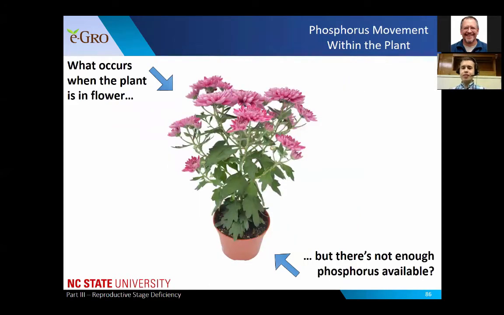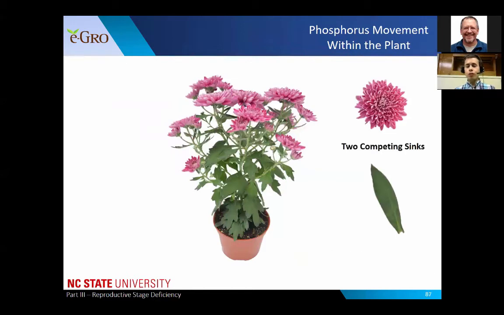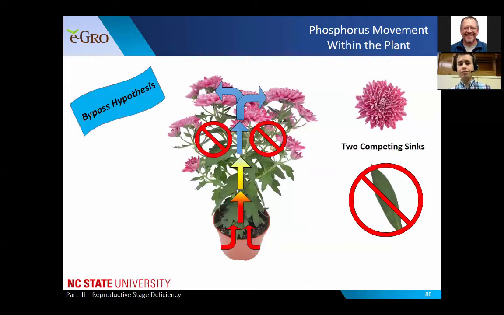Now, back to diagramming and illustrating how phosphorus moves within the plant. But this time, we're going to look at a mum that is in flower. So what occurs when the plant is in flower, but there's not enough phosphorus available? Well, this time, instead of just having one sink, being the upper leaves, you've got two competing sinks, being the flowers and the upper leaves.